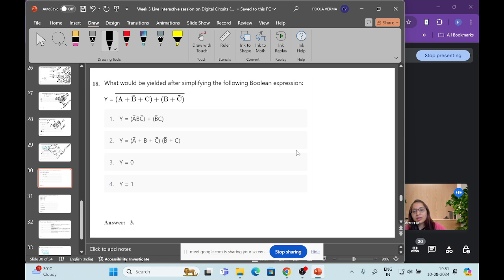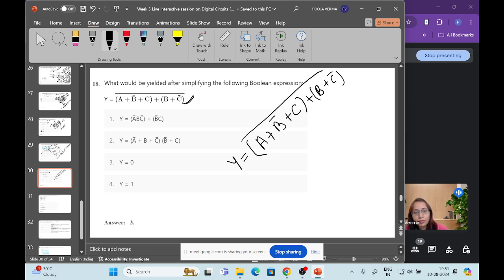Okay. So moving to the next question. What would be yielded for simplifying the following Boolean expression? We need to simplify this Boolean expression, then check which option is correct. Okay. So the expression is A plus C dash plus C plus C dash, the whole dash. Now A plus B dash plus C, that is multiplied here. In place of addition you can add multiplication. B plus C dash.